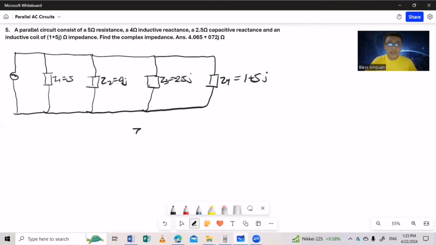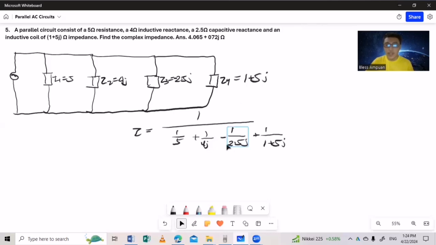So to get the total impedance, just solve for the combination of all of them. This is 1 over 5 plus 1 over 4j minus 1 over 2.5j plus 1 over 1 plus 5j. So I put the negative sign here, but it's up to you. You could use a negative in the denominator, or I could simplify it and put the negative here.